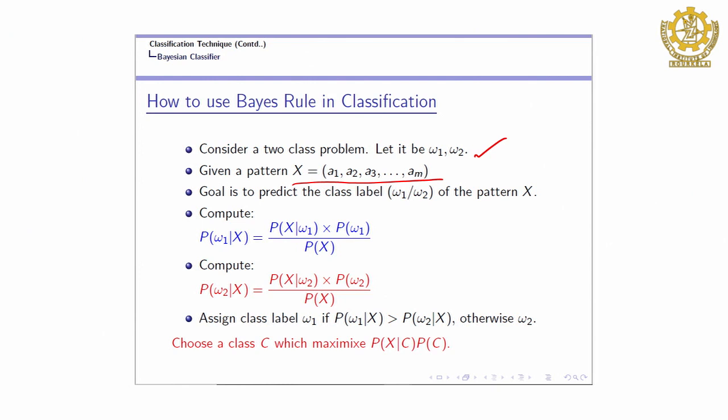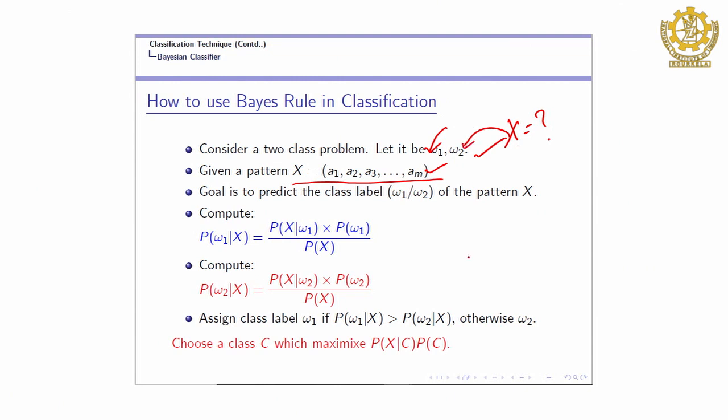For each feature the values are A1, A2, A3, and then what you have to do is find the class level of x. What will be the class level of x using Bayes rule? Ideally, we will find the probability that x can be in class W1 or x can be in W2.